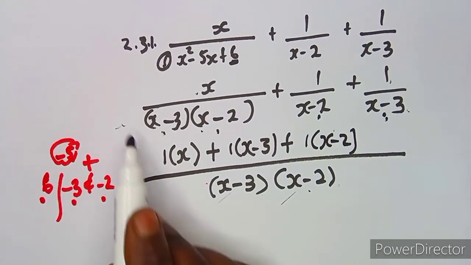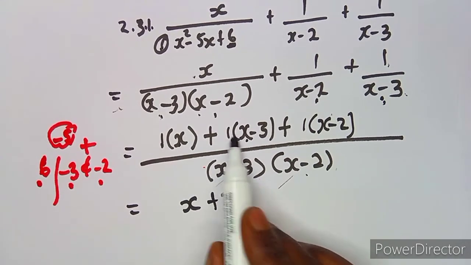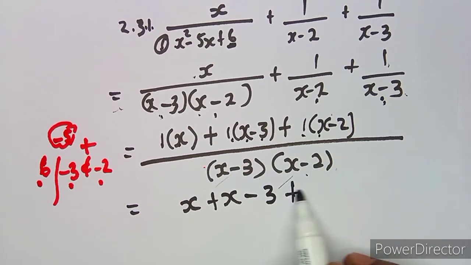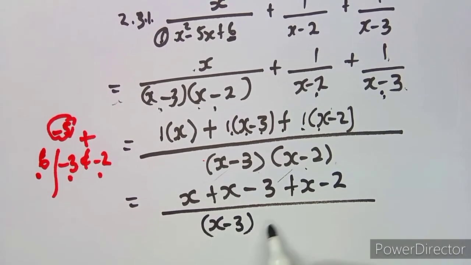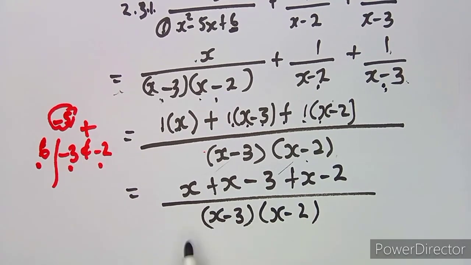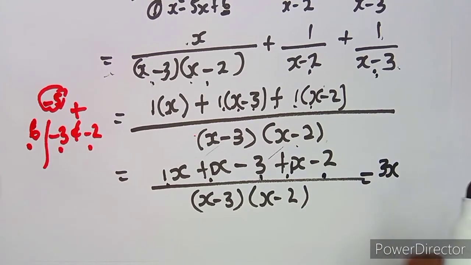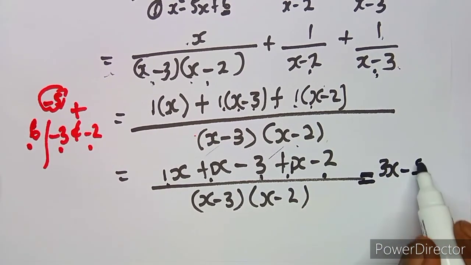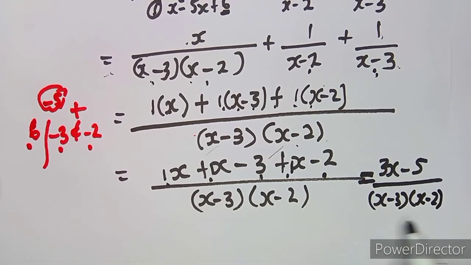All right, so now I can simplify further, because 1 times x is simply x, 1 times minus 3, that's minus 3, 1 times x, that's x, 1 times minus 2, that's minus 2, everything over x minus 3, x minus 2, like this. So you don't cancel anything here, just add the x. This is 1x, 1x, 1x, so it's 1 plus 1 plus 1, which is 3. So you're going to obtain 3x, minus 3 minus 2, which is minus 5. So it's 3x minus 5 over the denominator, the LCD, which is x minus 3, x minus 2. So this is what you're going to have at the end.